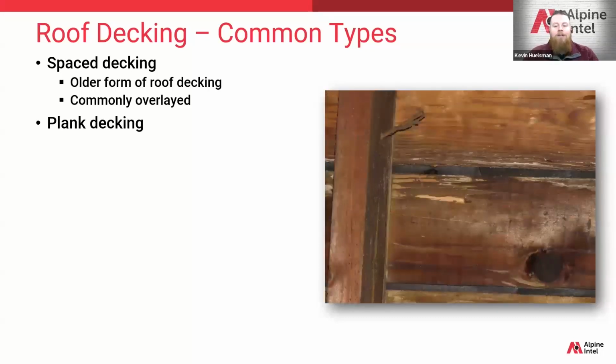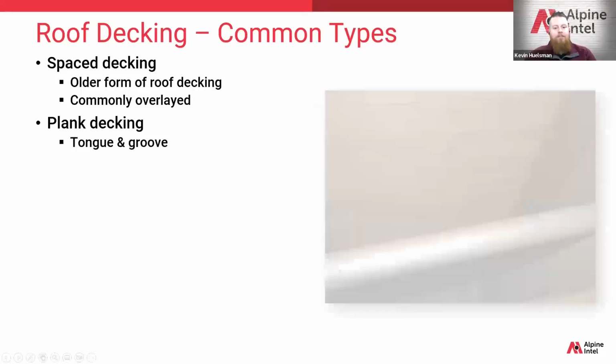Plank decking followed the space decking prior to the invention of the modern plywood or OSB. Now, these boards were installed butt to butt, edge to edge, real tight with little to no gaps. But over time, like you can see here, those gaps can open up and can cause problems for the newer layers or newer roofing systems. Now, an overlay of plywood or OSB may be a solution here, but often a more targeted replacement of smaller sections of these boards or areas is enough to solve any gap issues.